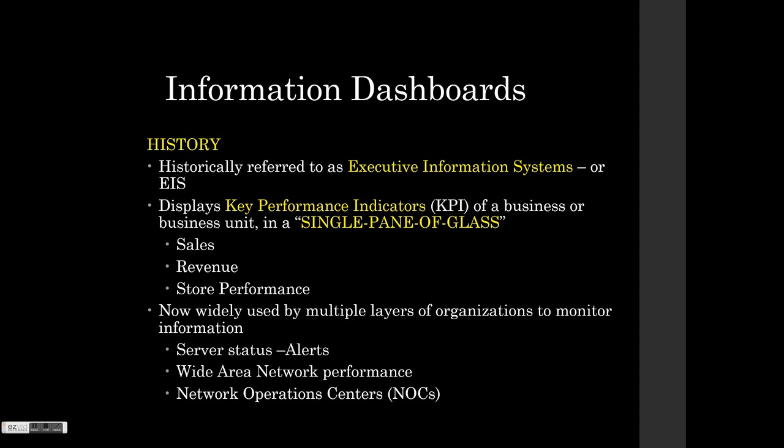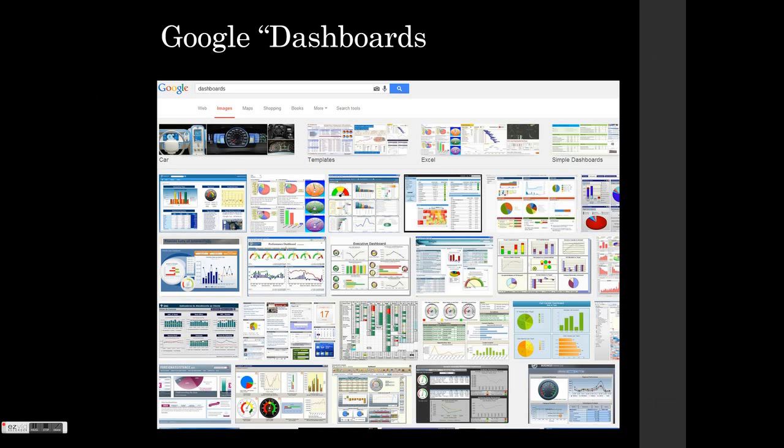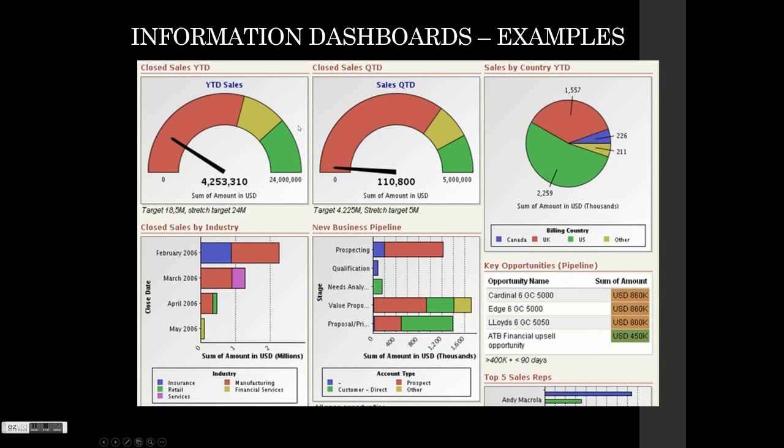We can see server status alerts, wide area network performance. One of the big consumers of information dashboards are network operation centers. Seen here is AT&T's Global Network Operation Center. If you Google dashboards, you will in fact see multiple information dashboards and not dashboards out of your car.